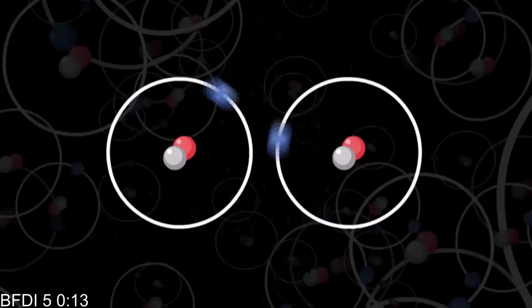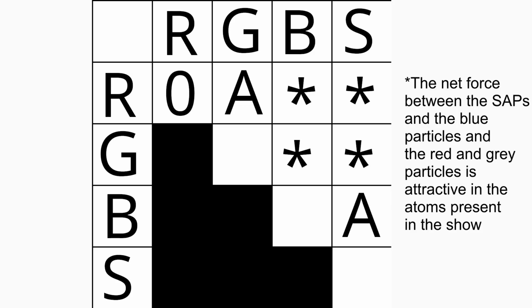Since the blue particles and shells are close to the nucleus, there is an attractive force between either the blue particles or the saps to either the red or gray particles, and the net force between all those particles has to be attractive on the atoms that we see in the show. So I'm writing a note explaining this on the table.